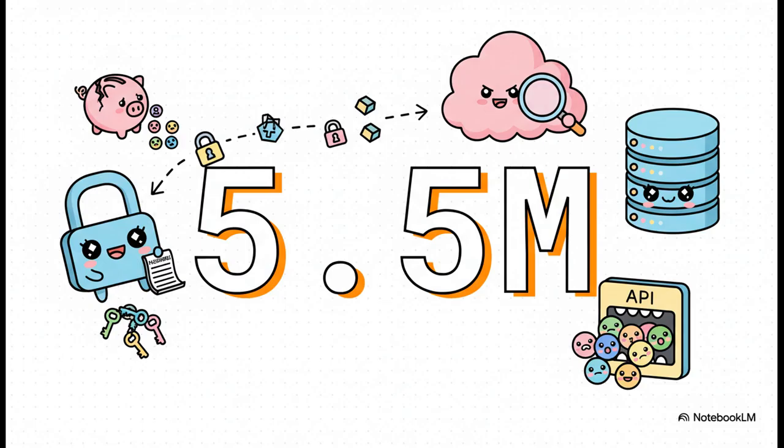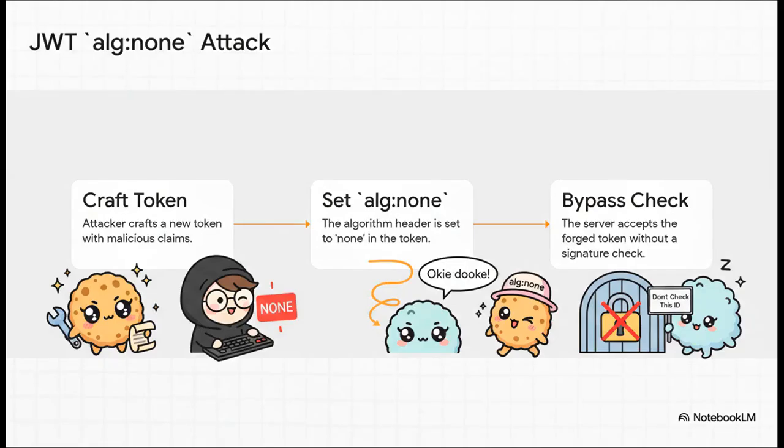In the 23andMe breach, this exact method allowed attackers to turn about 14,000 compromised accounts into access to 5.5 million user profiles. Why did it work? Because people reuse passwords. Everywhere. Now, here's a really sneaky one.